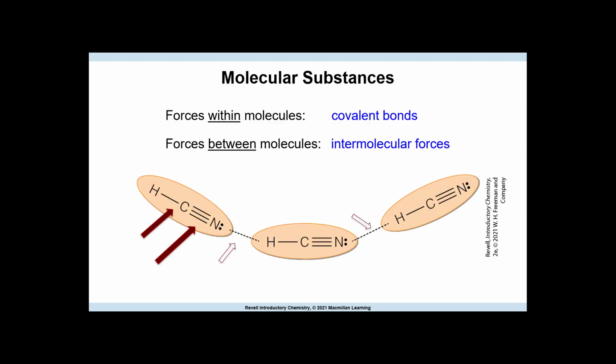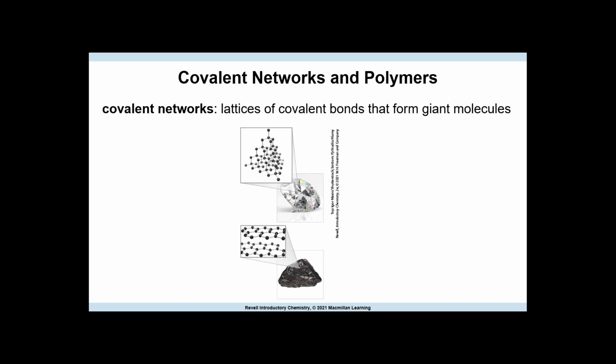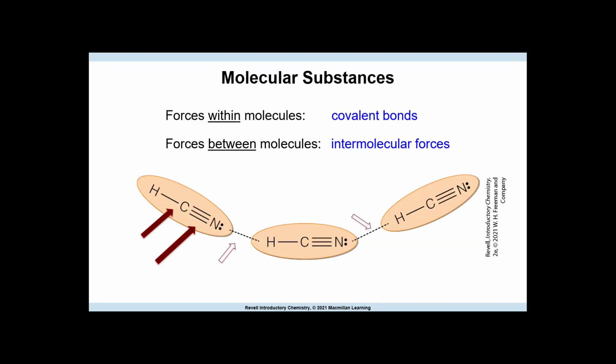Molecular substances. Many substances are made of molecules. Recall that molecules are discrete units of atoms held together by covalent bonds. Remember, covalent bonds share electrons with each other to fill an octet or a duet. The forces of attraction within a molecule are very strong, but the forces between the individual molecules, called intermolecular forces, are much weaker.